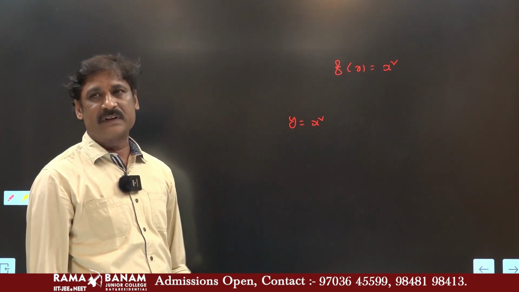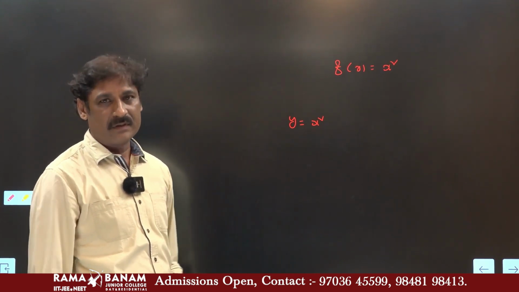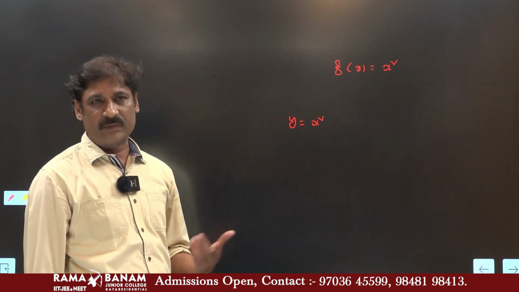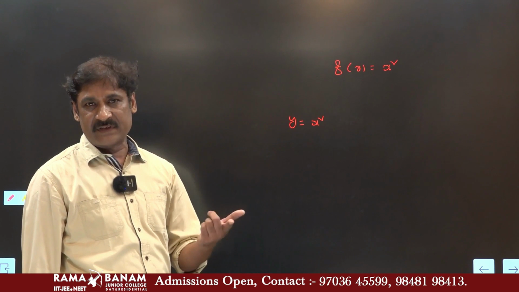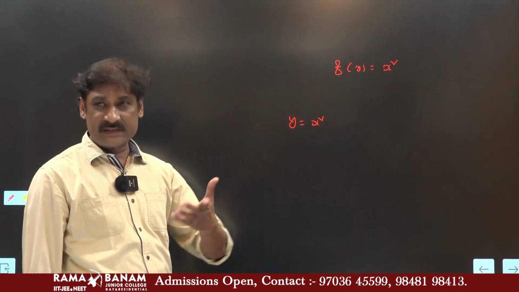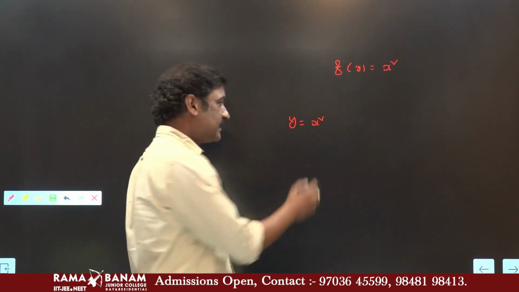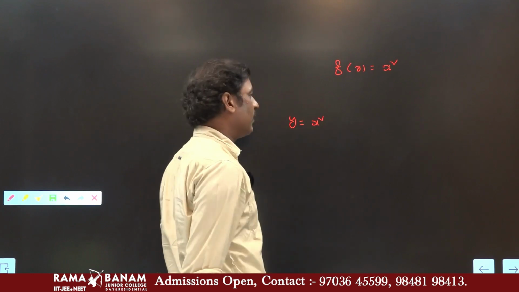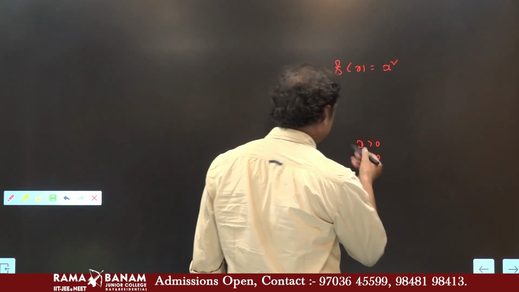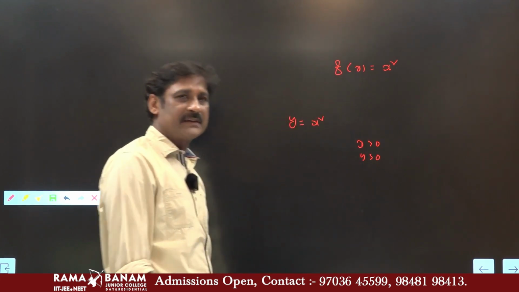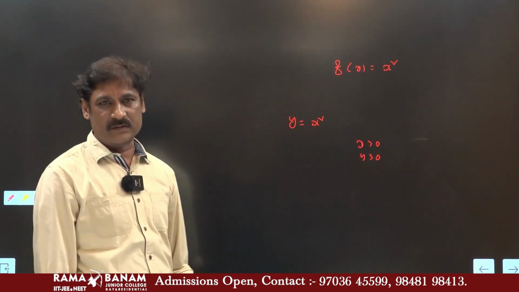The graph of it represents a parabola, a curve. If the degree of x is 2, it represents a curve. If the degree of x is 1, it represents a straight line. So here the degree of x is 2, and it represents a curve. When x is positive, y will also be positive. Clearly we can say that for any value of x, x square will be positive.